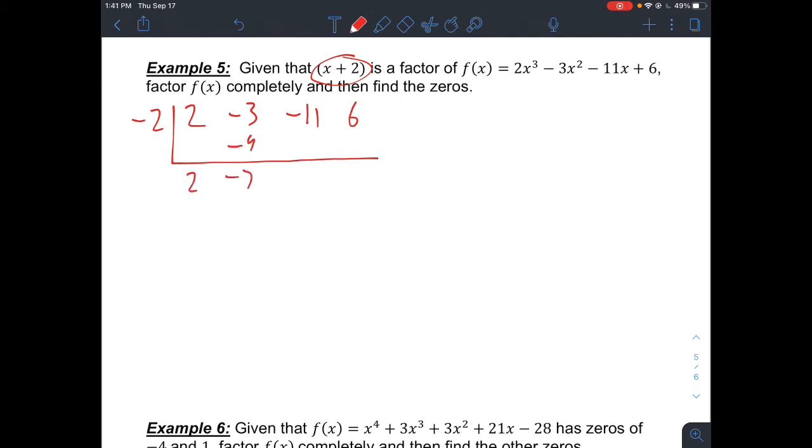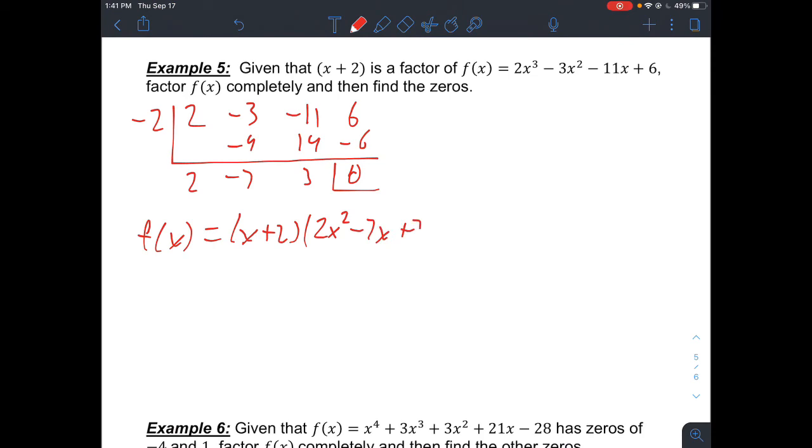Bring it down, multiply and add, multiply and add, multiply and add. If you don't get 0, there's something wrong. Okay? But now we can rewrite f of x. How can I rewrite f of x? I can rewrite it as x plus 2, I got that from here, times 2x squared minus 7x plus 3. So where am I getting that? From right here. 2x squared minus 7x plus 3.